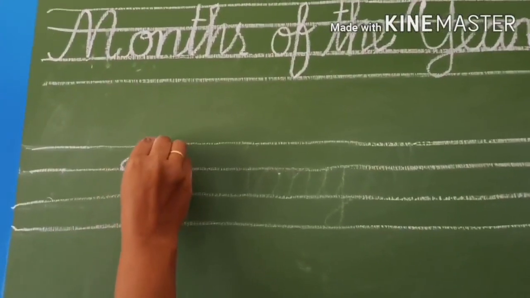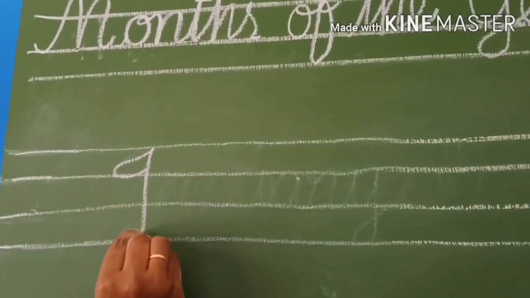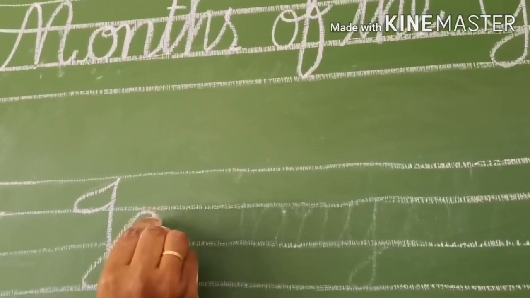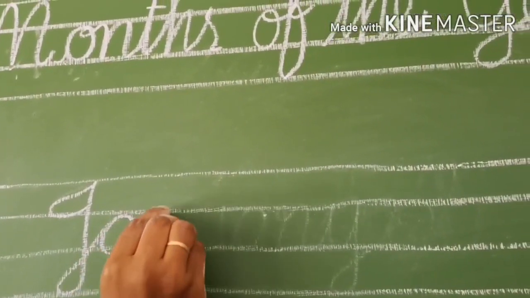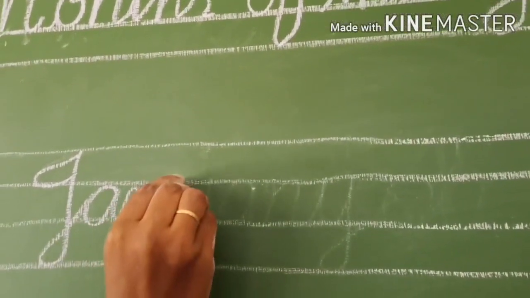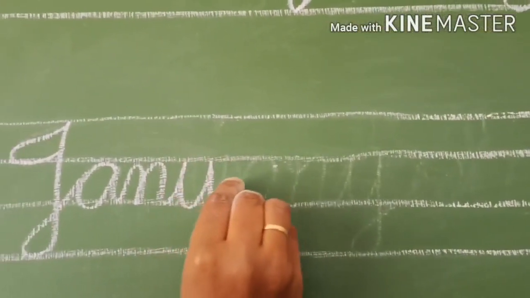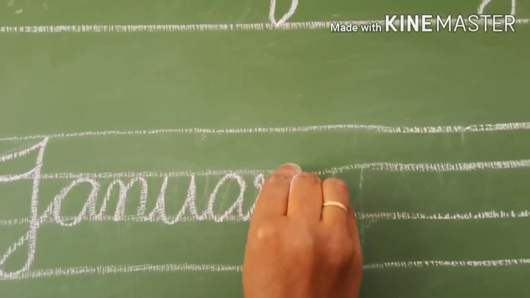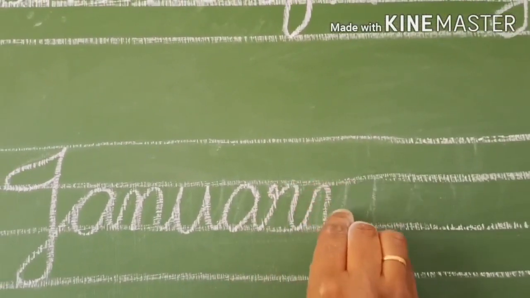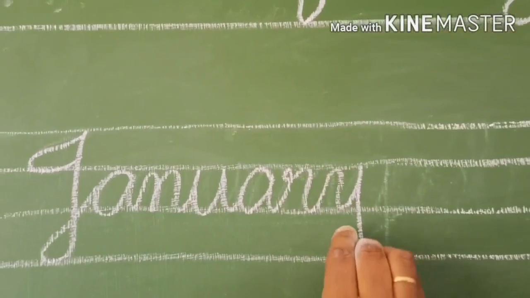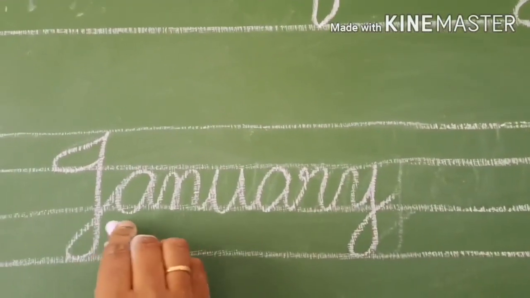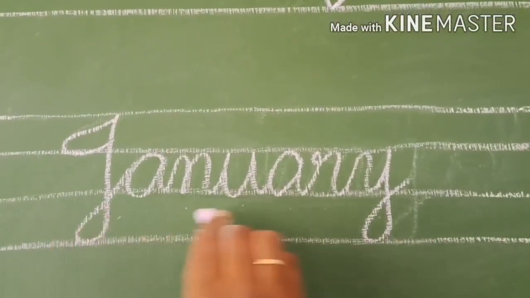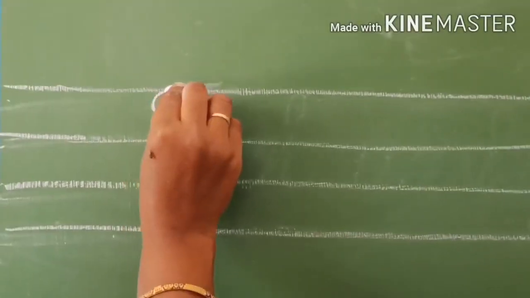You should write capital J, you should touch the 4 lines. A, you should touch the middle line and base line. N, you should touch the middle line and base line. U, you should touch the middle line and base line. A, middle line and base line. R, middle line and base line. Y, you should touch the middle line, base line and bottom line. January. It's the second month, February.